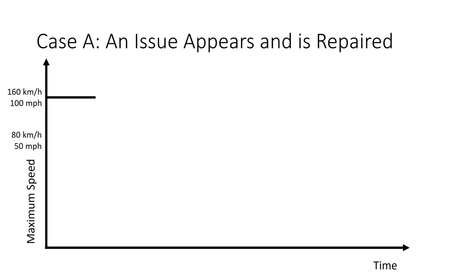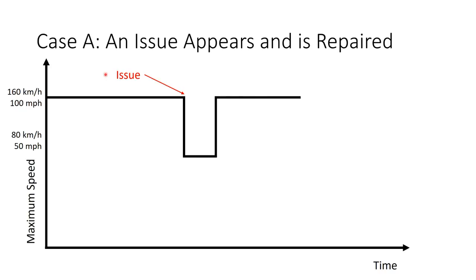Let's assume your car, when you bought it, had a top speed of 160 kilometers or 100 miles per hour, and suddenly it only runs half the speed. What would be the answer to this question? Yes, it worked before as expected and suddenly stopped working correctly. I call this case A. Who is best to solve this issue? Yes, of course, the repairman in your preferred garage.